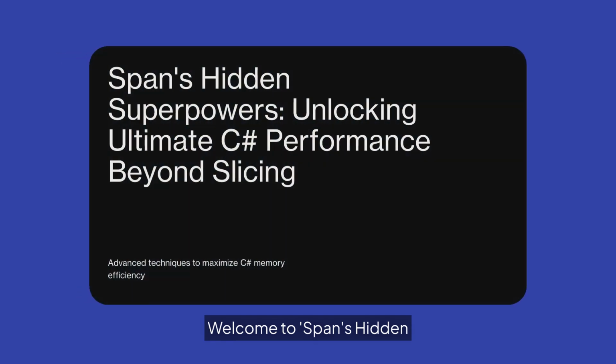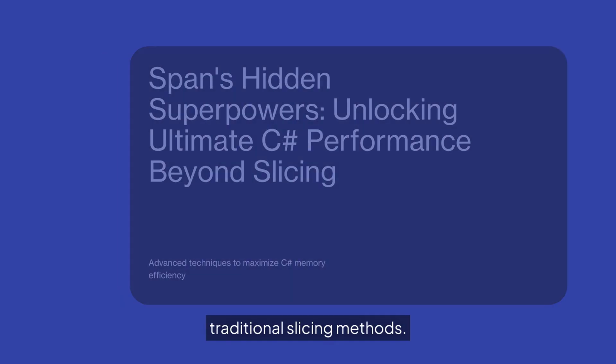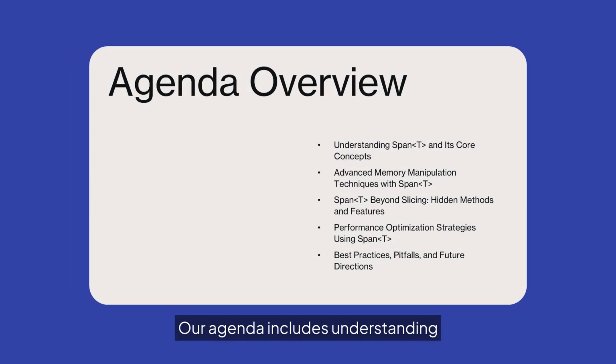Welcome to Span's Hidden Superpowers, unlocking ultimate C# performance beyond slicing. Today, we'll explore advanced techniques to maximize CPU and memory efficiency, going beyond traditional slicing methods. Our agenda includes understanding Span and its core concepts, advanced memory manipulation techniques, hidden methods beyond slicing, performance optimization strategies, and best practices for future directions.